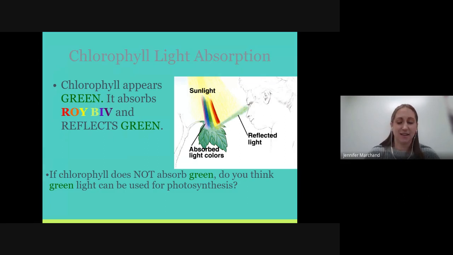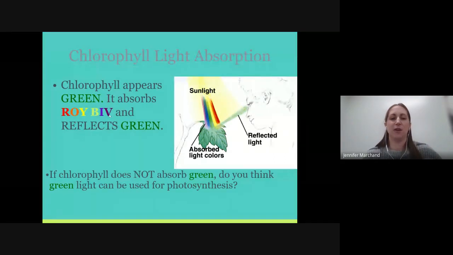I'm guessing not, because it's actually not being absorbed into the plant. So it's all the indigo and the violet that are being absorbed for the photosynthesis.